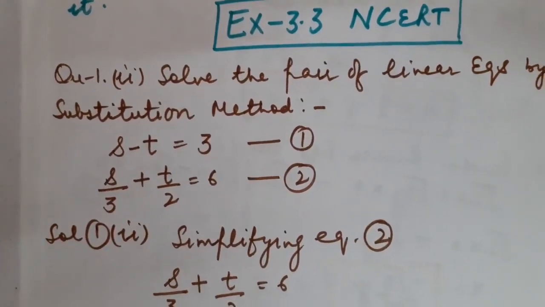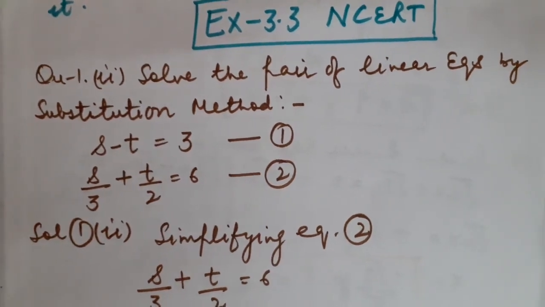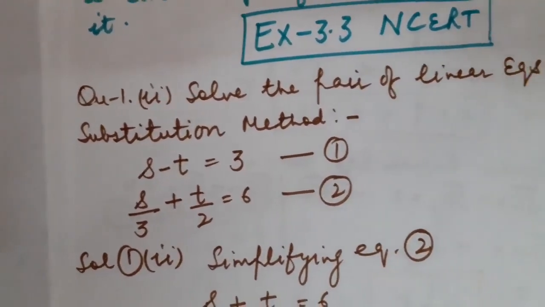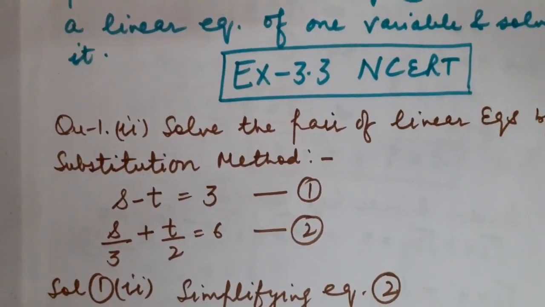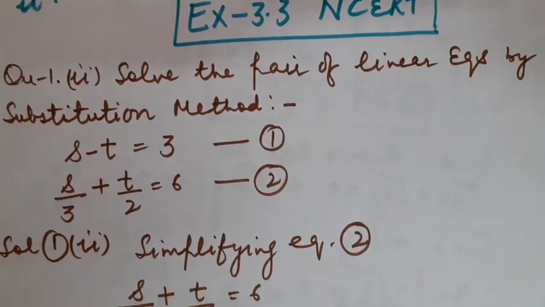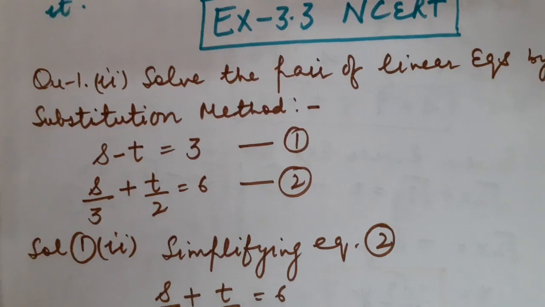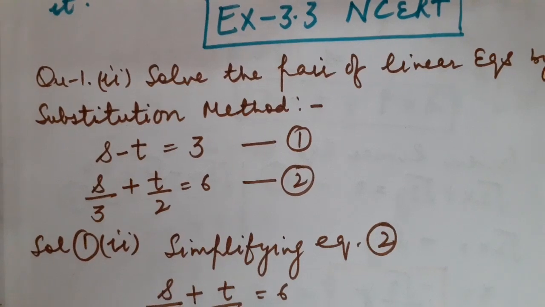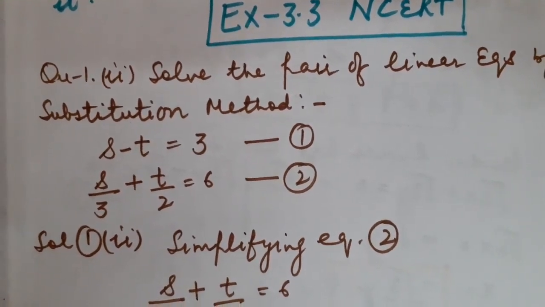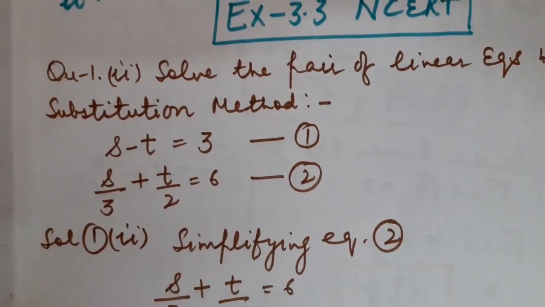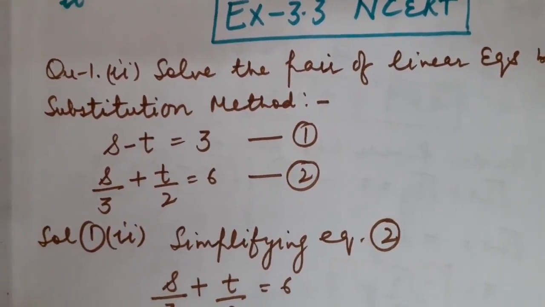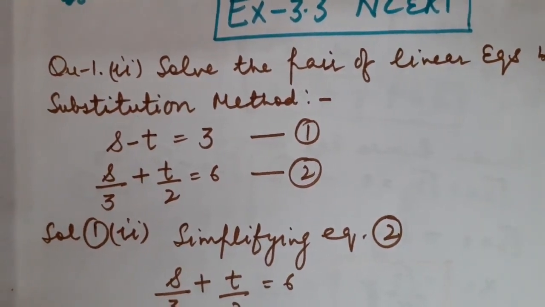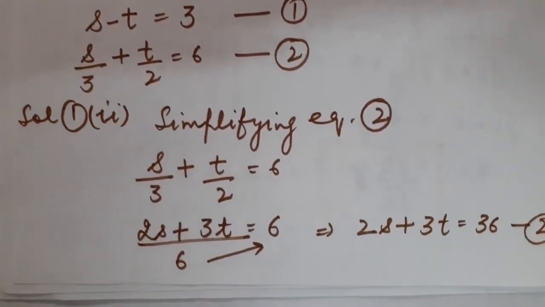For better clarity of the concept, let us start taking the questions from exercise 3.3 NCERT. Children, just understand the very first question. Solve the pair of linear equations by substitution method. This is question number 1, second part. The statement is s minus t is equal to 3, s upon 3 plus t upon 2 is equal to 6. Children, this is a pair of linear equations in two variables, and the variables used in these equations are s and t. So what is to be done first of all? Please focus on the first step.